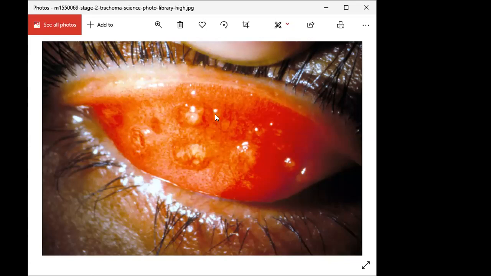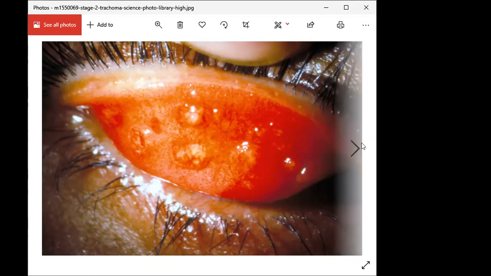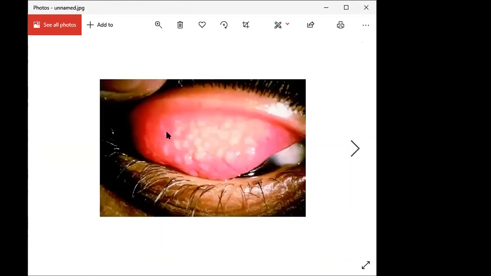There may be multiple follicles. At the start, there will be one or two. Then progressively, after a long time, they become multiple in number, and the eyelid will be much swollen, right? So that is about the conjunctival signs, right? The next signs will be the corneal signs.